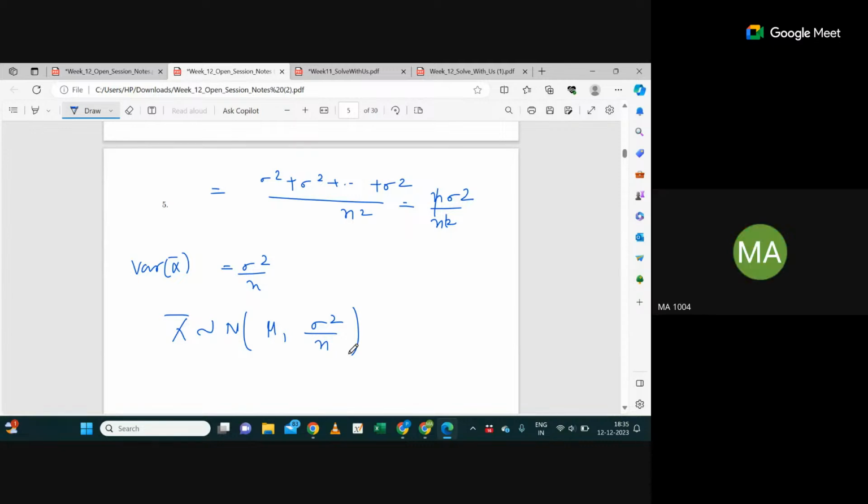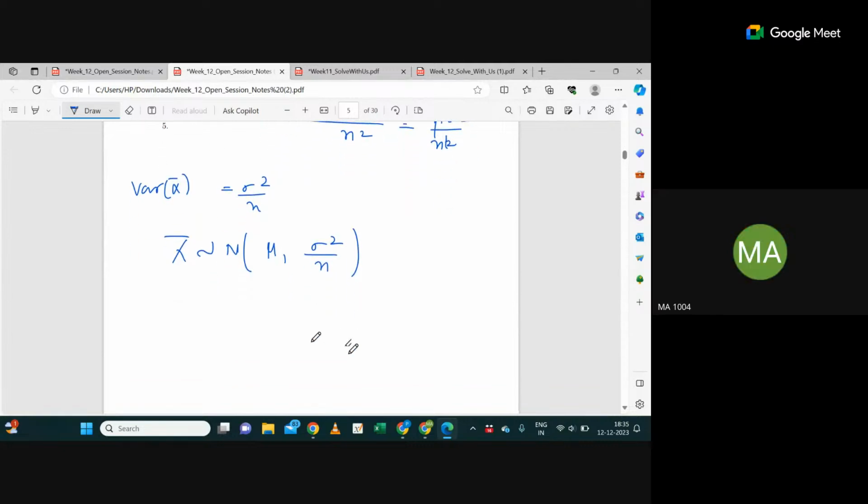Now what is the criteria to convert it into standard normal form? It should be x bar minus expected value of x bar divided by standard deviation of x bar. Now, x bar is your another random variable, let's make it y. So, what is the expected value of x bar now?